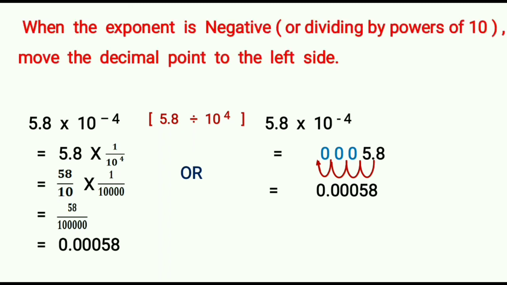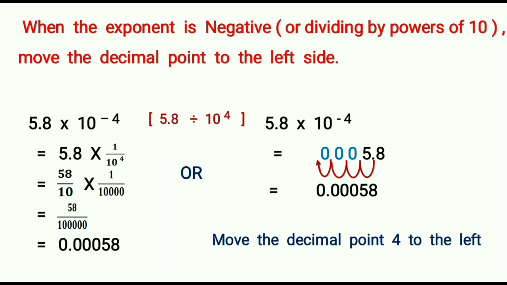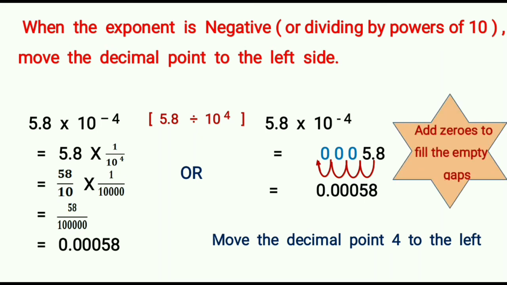Here, when the exponent is negative or dividing by powers of 10, move the decimal point to the left side. Exponent of 10 is negative, so move the decimal point 4 to the left side like this. That means answer is 0.00058. Remember to add zeros to fill the empty gaps.